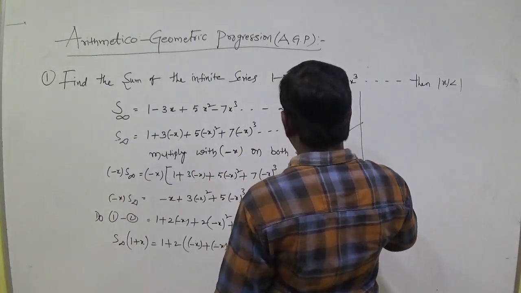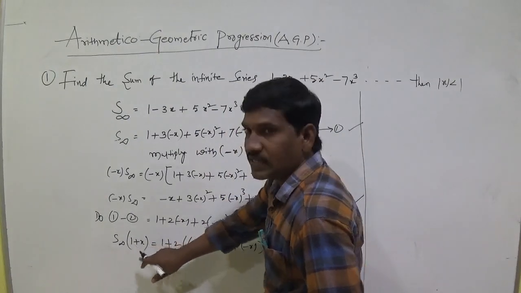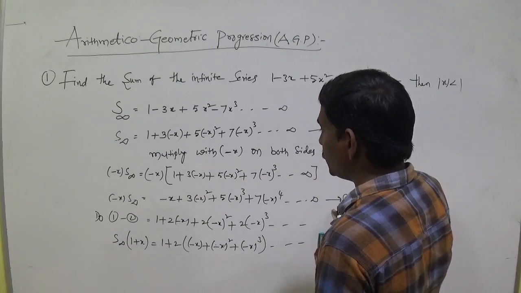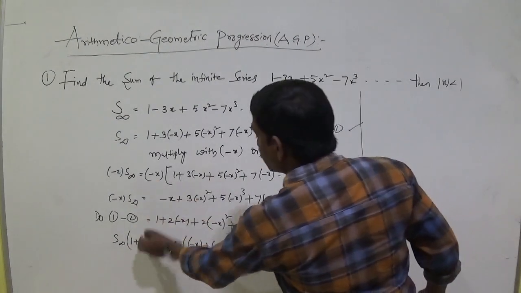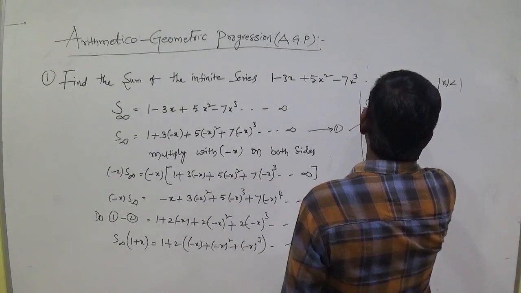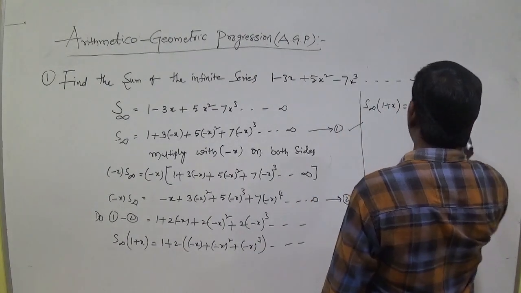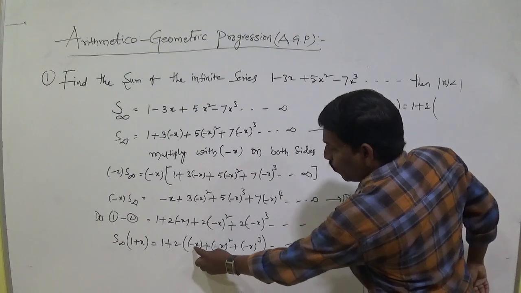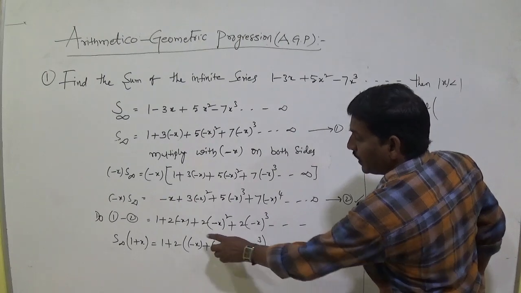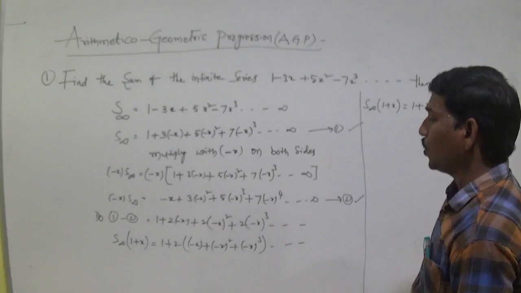So after 1 minus 2 we got S infinity into 1 plus x equal to 1 plus 2 into minus x plus minus x whole square plus minus x whole cube, and so on. Minus into minus is plus. It is in geometric progression.